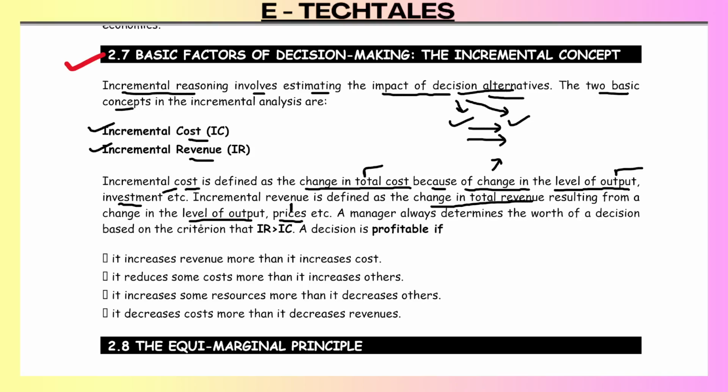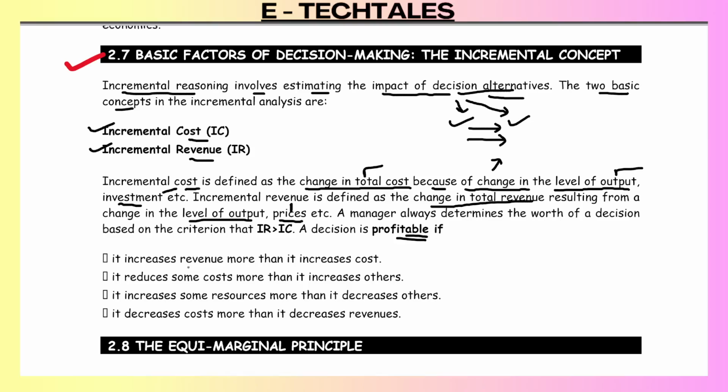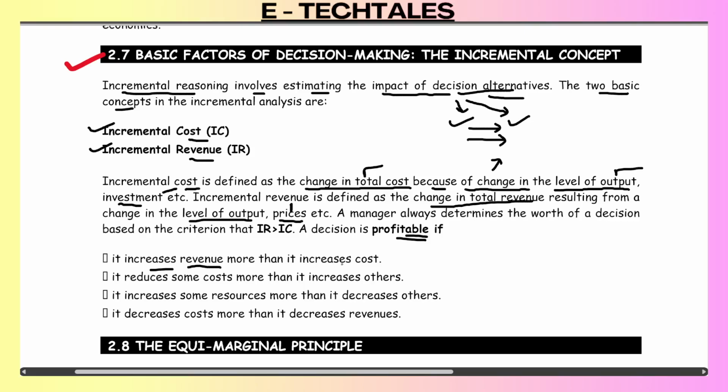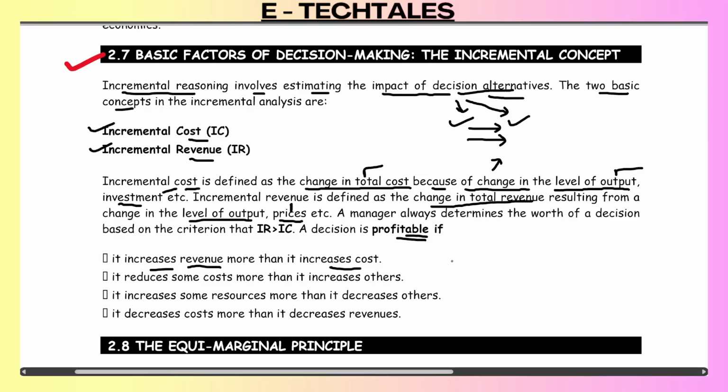The manager always determines the worth of a decision based on a criterion, that is, when IR is greater than IC, when the incremental revenue is greater than the incremental cost. So we can come to a profit decision in the first scenario, when there is increased revenue along with increased cost.